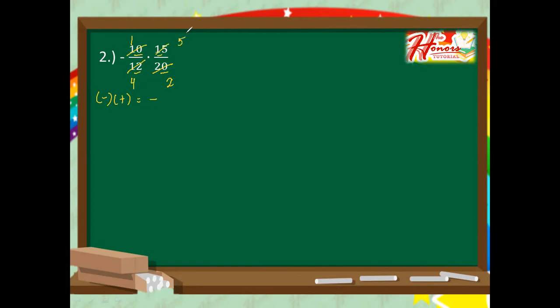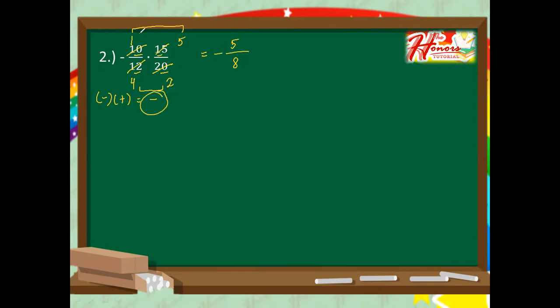And then same process should be applied. You have to multiply it. Numerator to numerator and denominator to denominator. So 1 times 5, that's 5. 4 times 2, that's 8. Is 5 over 8 the final answer? No, it's not. It is because we have set aside the negative sign earlier. You should put it here.